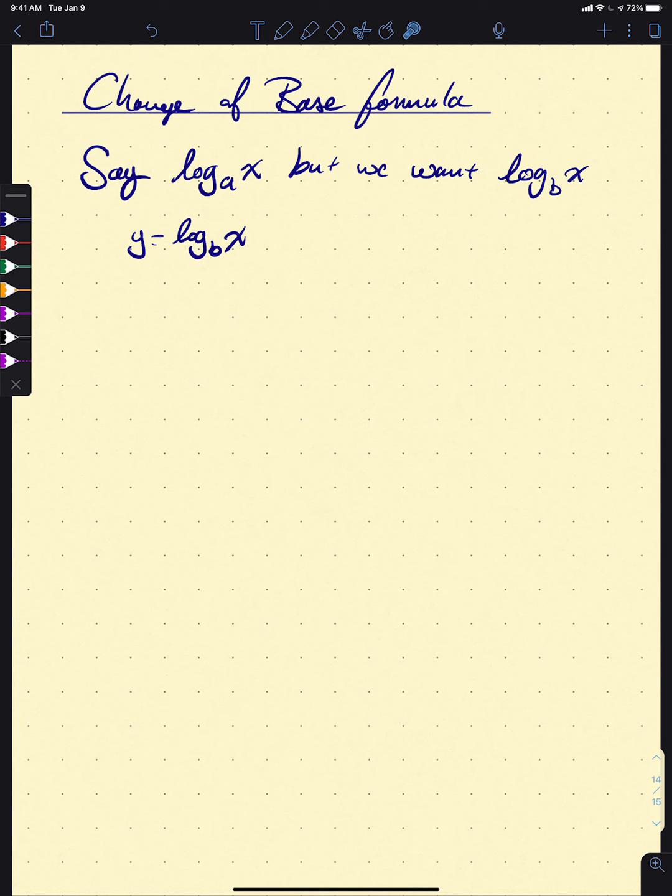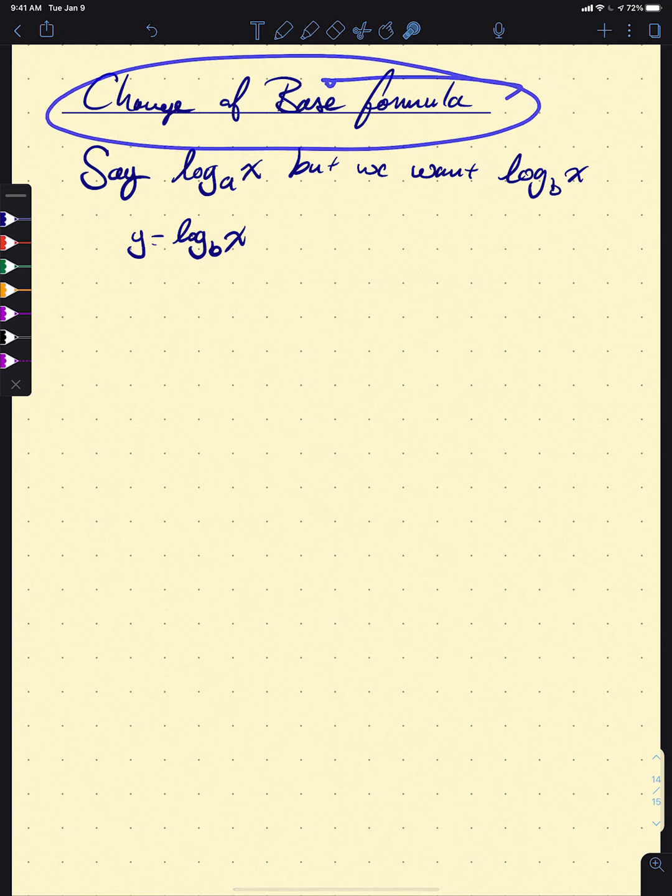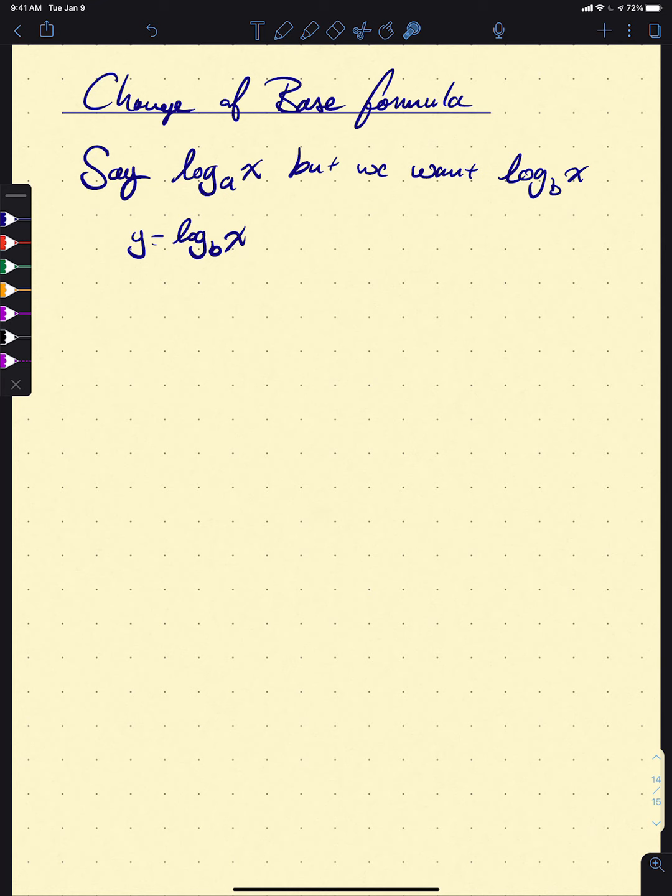And I'm going to walk you through this derivation, which is known as the change of base formula, kind of what pops out the other side. We have this form as a logarithm here, but we can write it in exponential form: b to the y equals x. So we're going to start with this. Now we're going to take log base a of both sides. So we have log base a of b to the y equals log base a of x, which is great, because that's what I have.